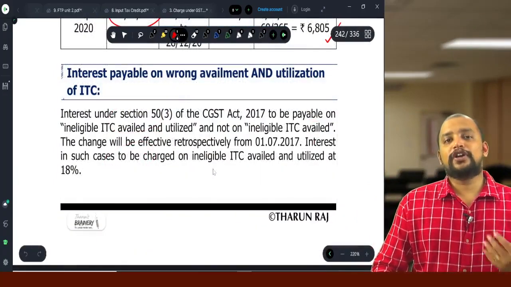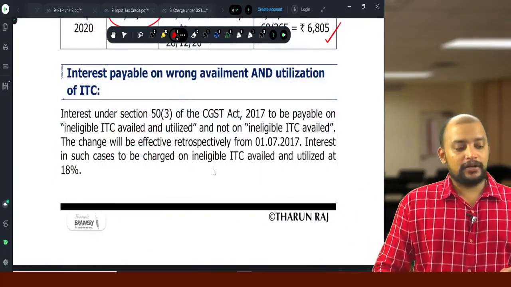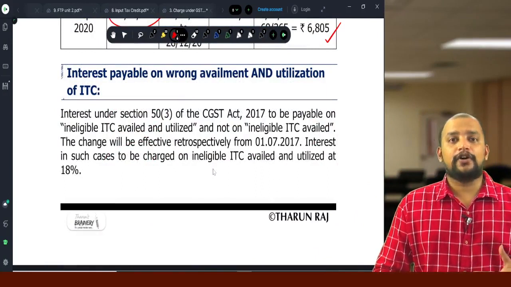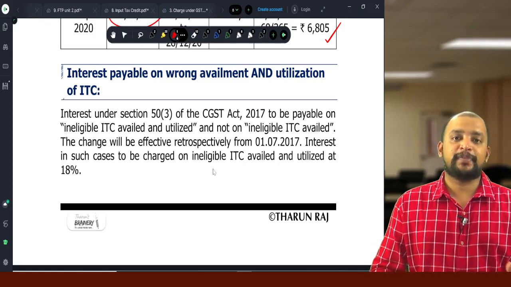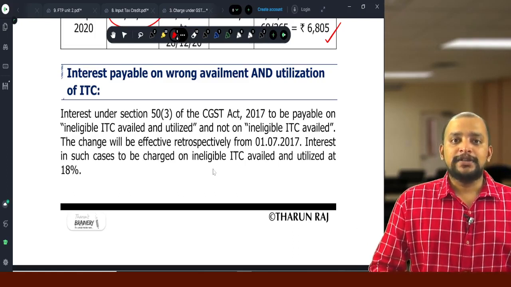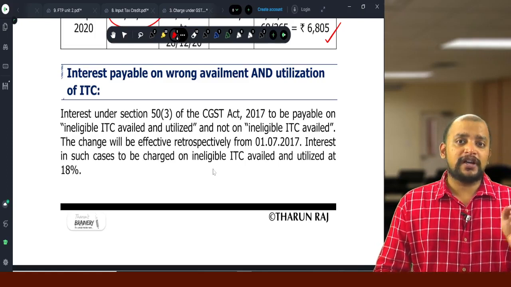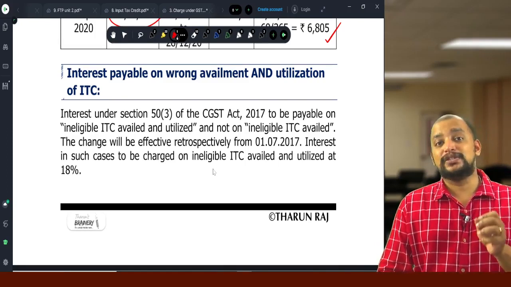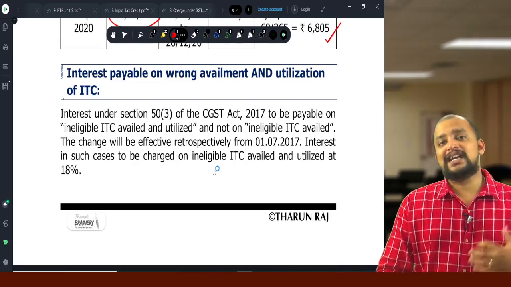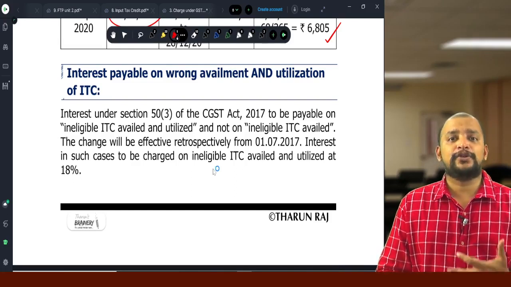Okay, now we are moving on to interest payable on account of wrong availment and wrong utilization. Whenever we wrongly avail the credit and wrongly utilize it for payment of liability, then interest on account of wrong availment of ITC will be computed, but only to the extent that is utilized. Suppose I have availed ITC but I have not utilized it, then I don't have to pay the interest.